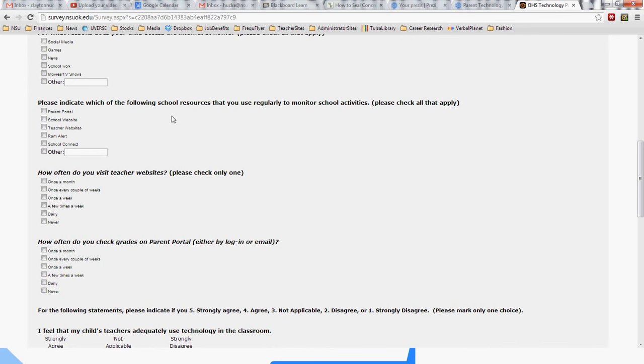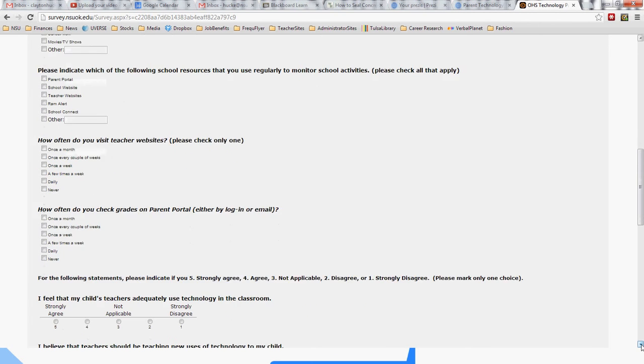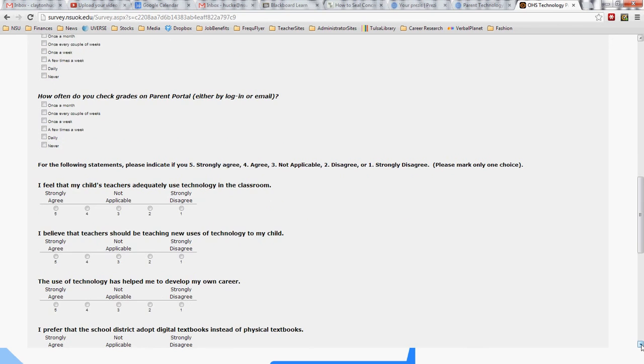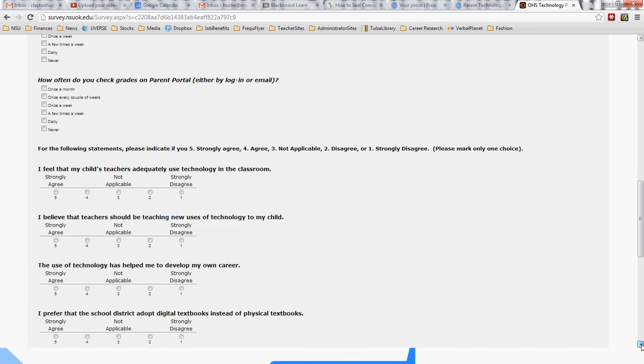Indicate which of the following school resources you use regularly to monitor school activities. This is for the parents, and these are some different options parents have to monitor school activities: Parent Portal, the school website, teacher websites, RAM Alert, School Connect, and again, other, if there's another piece of technology they may use. How often do you visit teacher websites? And how often do you check grades on Parent Portal? So again, we're trying to find out about student access to the internet at home, and access to technology at home, and also parent access and use of technology at home.